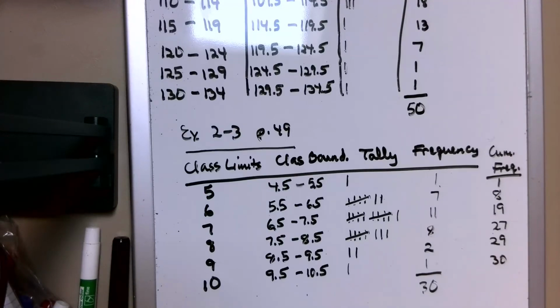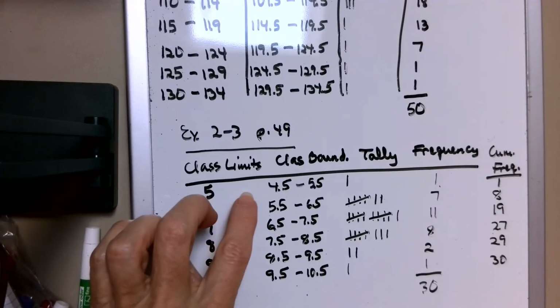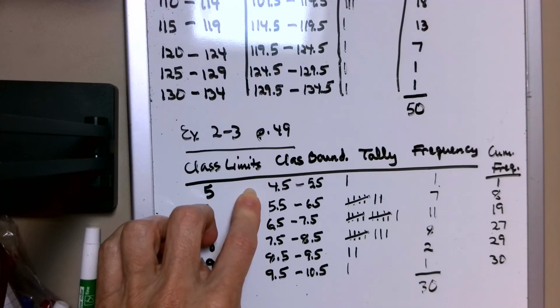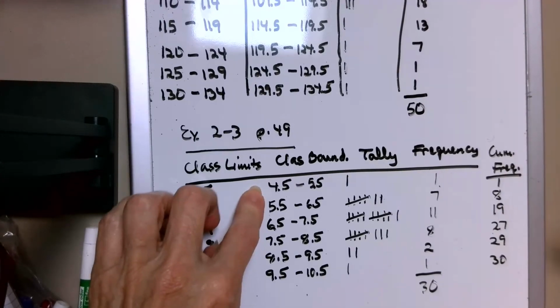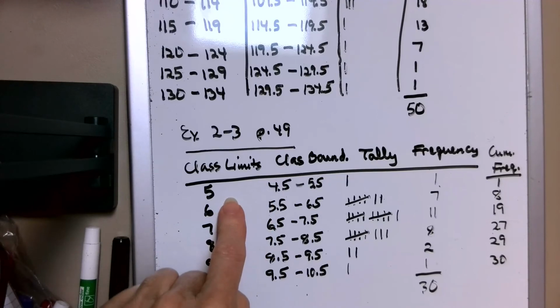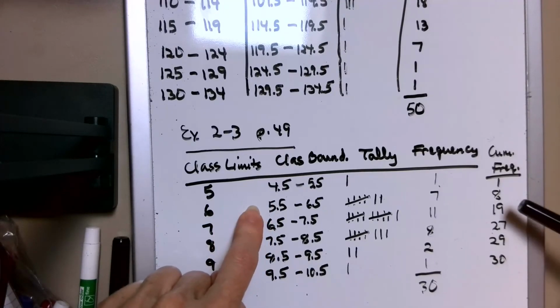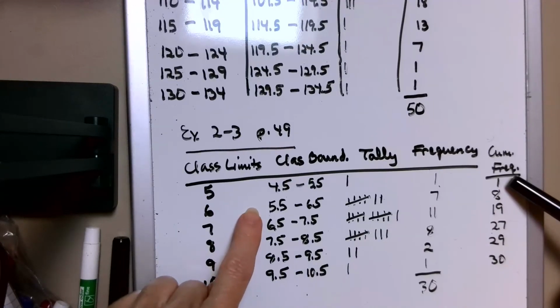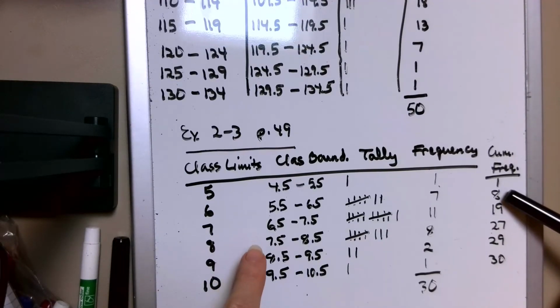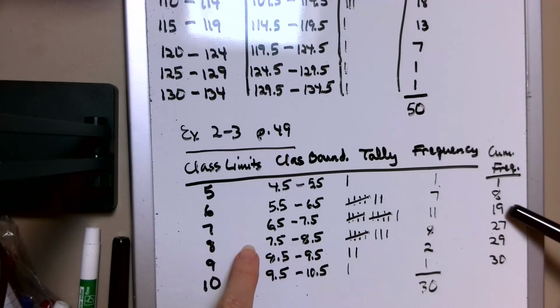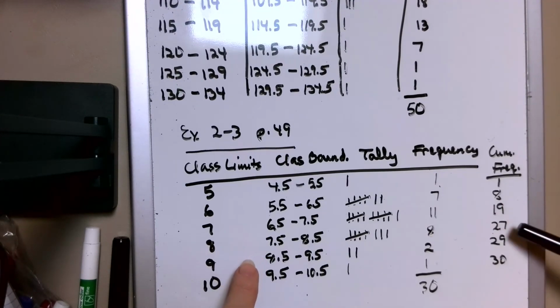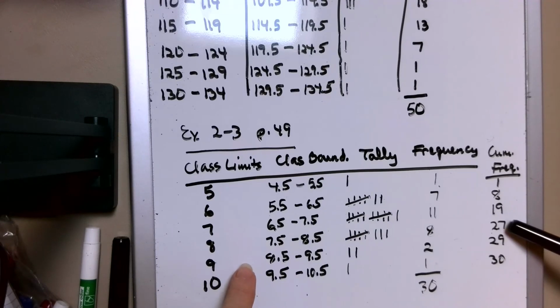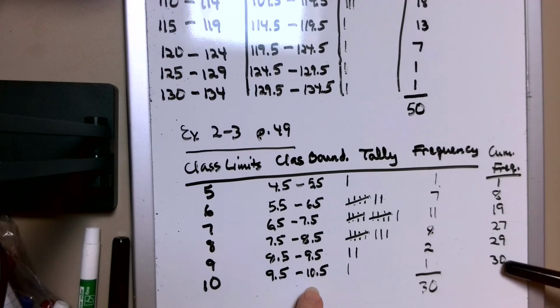And they also talk about the cumulative frequency based on the class boundaries. So less than 4.5, we have no data. Remember, the lowest data value was 5. Less than 5.5, you have 1. Less than 6.5, we have 8 values. Less than 7.5, we have 19 values. Less than 8.5, we have 27. Less than 9.5, we have 29. And then less than the last one here at 10.5, we have all 30.